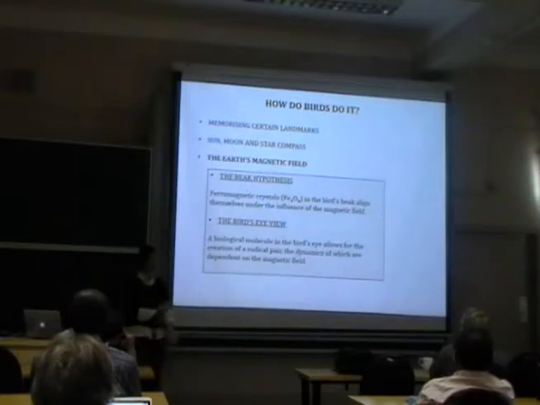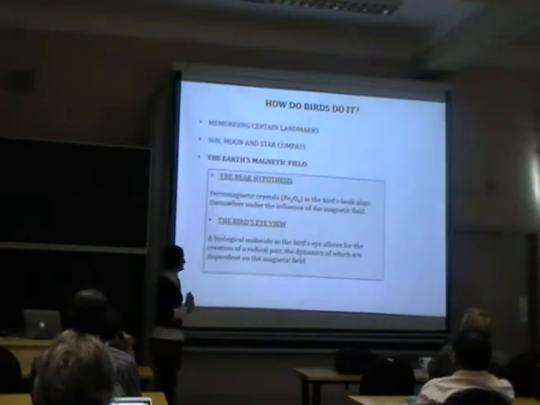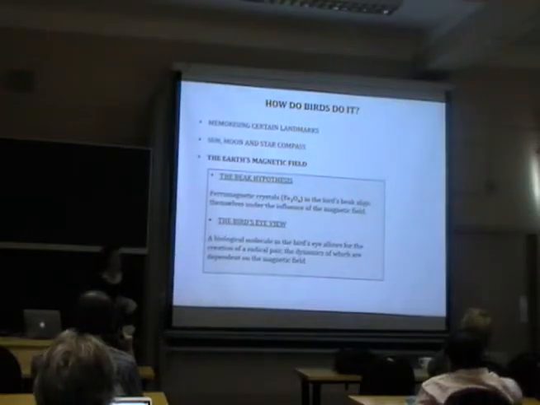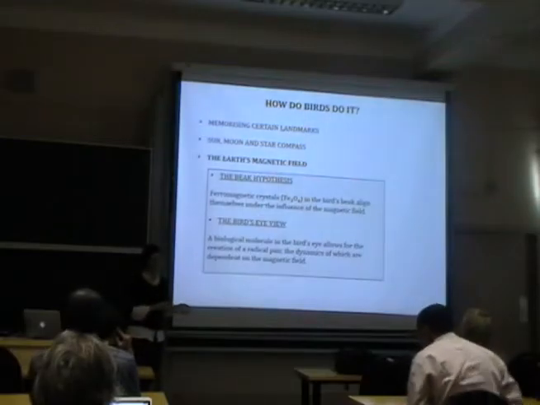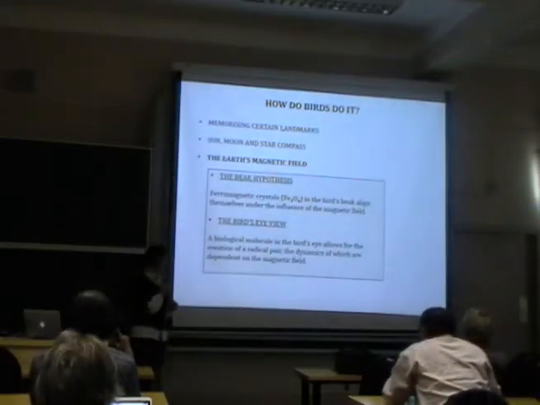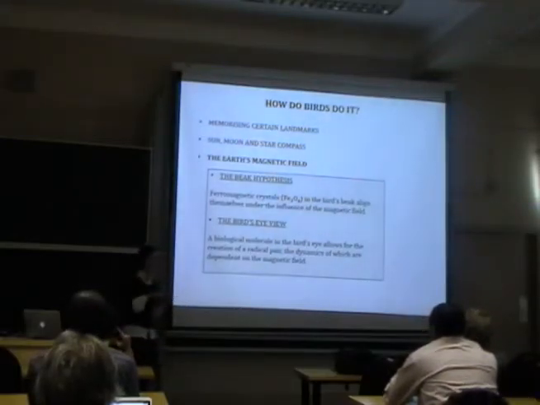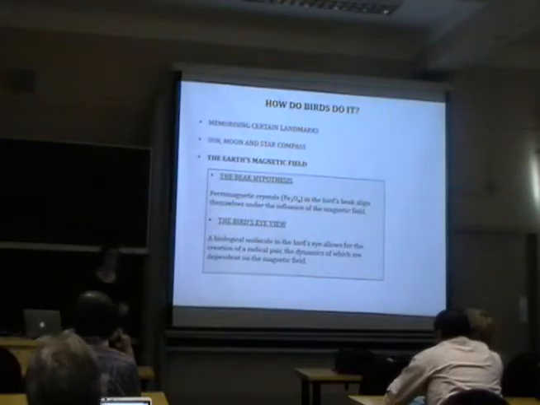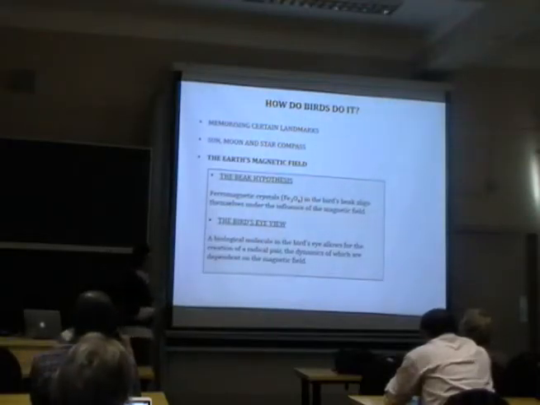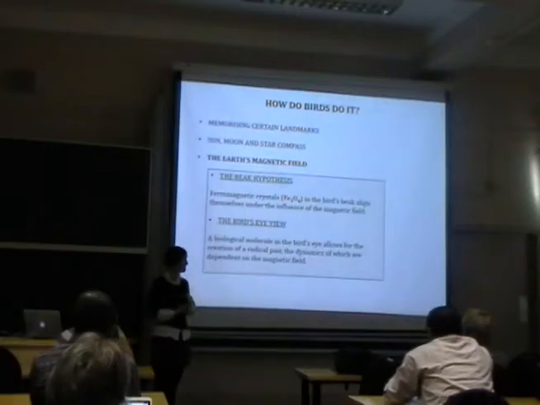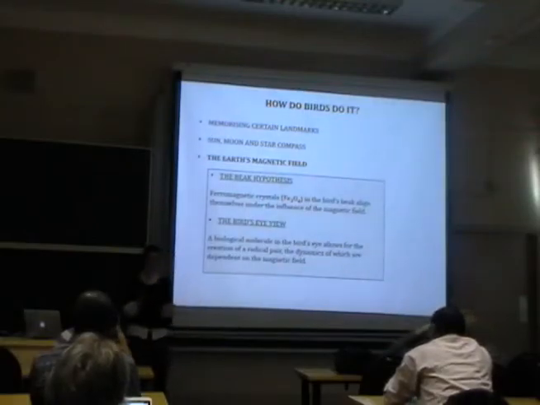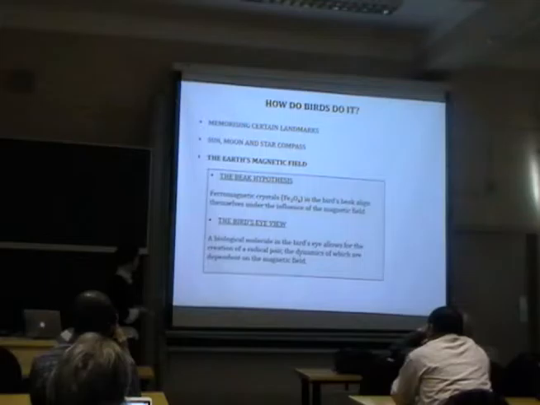Okay, so how do birds do it? Well, they do it in various ways. They memorize certain landmarks. They use the sun and the moon as compasses. But I'm interested in how they use the Earth's magnetic field. There are two main theories. The one is that they have ferromagnetic crystals in their beaks that align themselves in the magnetic field. But they did an experiment where they cut the nerve from the beak to the brain, and the birds could still migrate. So the bird's eye view, which is the radical pair mechanism, which is what I'm studying, is currently, I'd say, probably the leading theory.